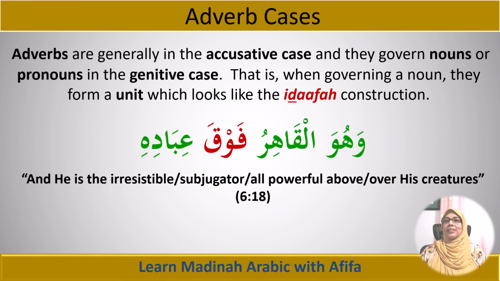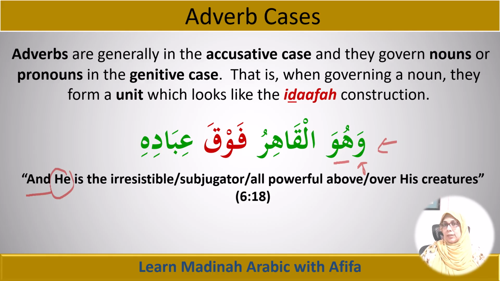So let's practice the grammar that you just learned on adverb cases to a portion of the verse from the Quran. So right here, وَهُوَ الْقَاهِرُ فَوْقَ عِبَادِهِ. So in order to understand the translation, let's break it down. Wa means and. Huwa is your pronoun to mean he.